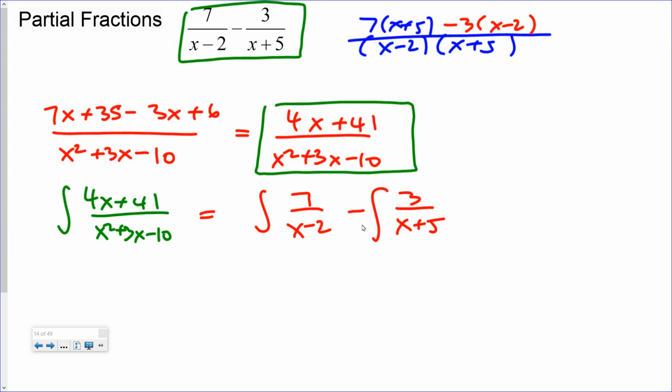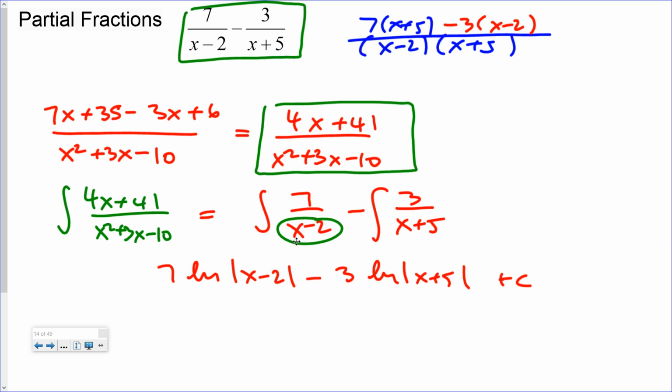Do you see that? And this answer would just be 7 ln of x minus 2 minus 3 ln of x plus 5. Of course, you need to check, make sure that x's cancel out. So I'd say this is my u. The derivative of x minus 2 is 1. Yes, my x's cancel out. This is my u. The derivative of x plus 5 is 1. Yes, my x cancels out, and that would be my answer.